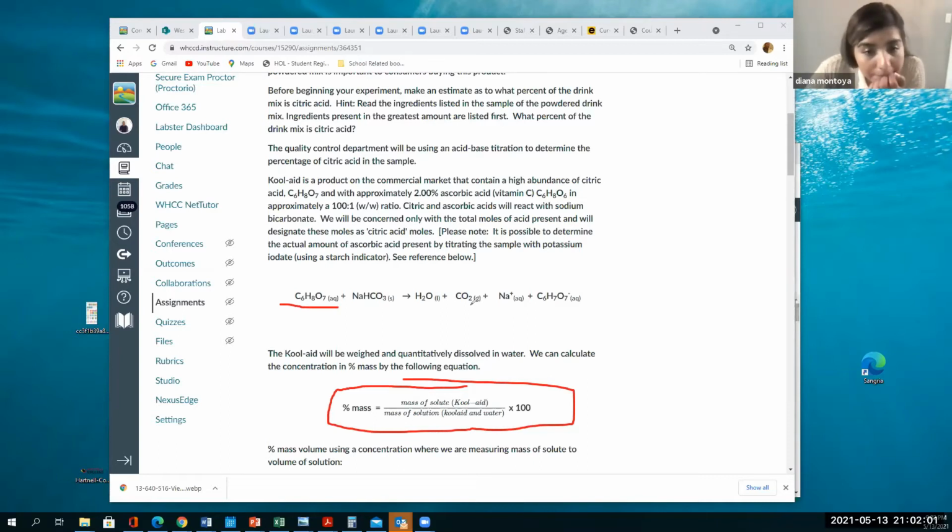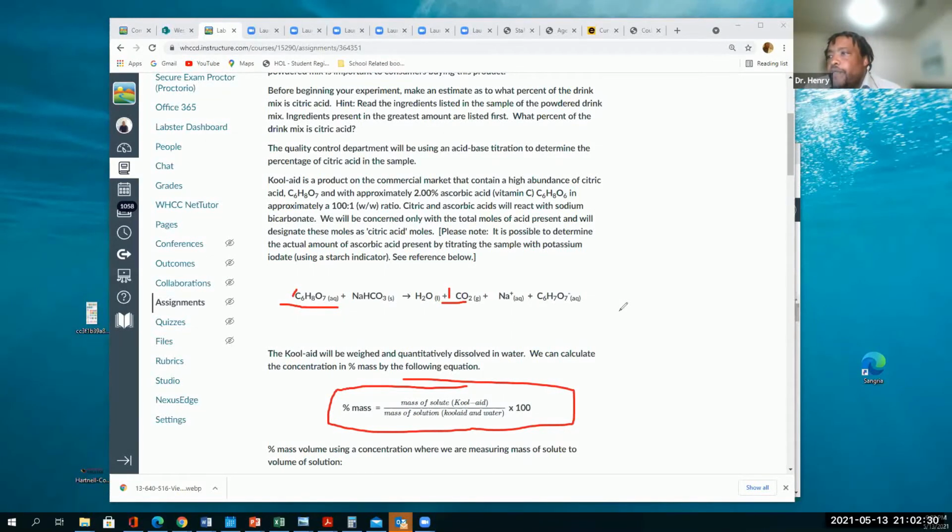Okay. So since this is a 1-to-1 ratio, for every 1 mole of carbon dioxide we have 1 mole of citric acid. So we know that there's a 1-to-1 ratio. Since we know that carbon dioxide was the gas that caused the volume, we were able to calculate the volume of gas that was being generated.